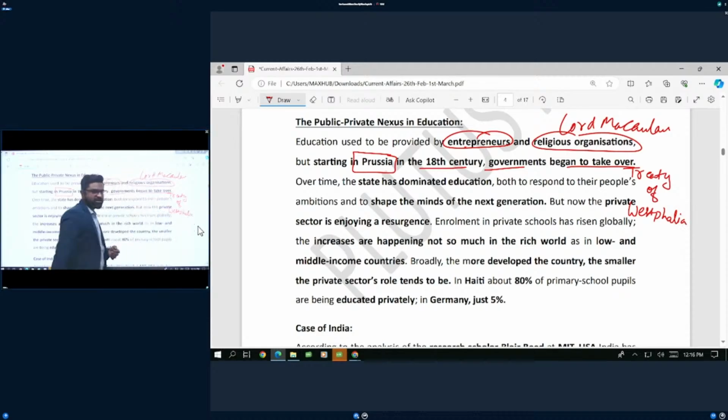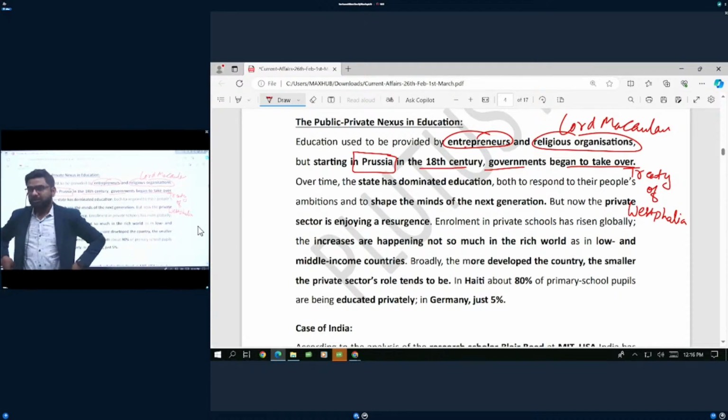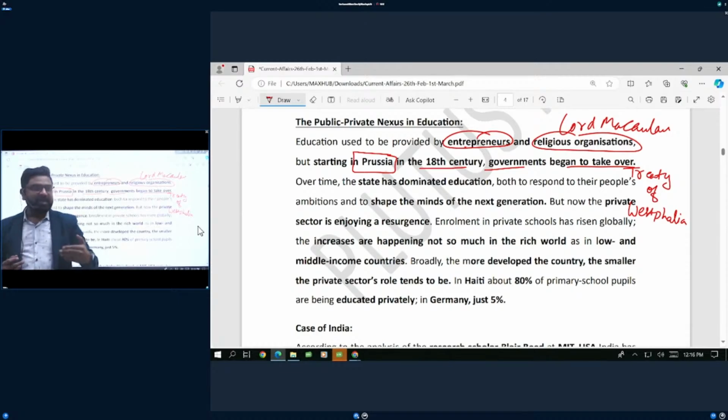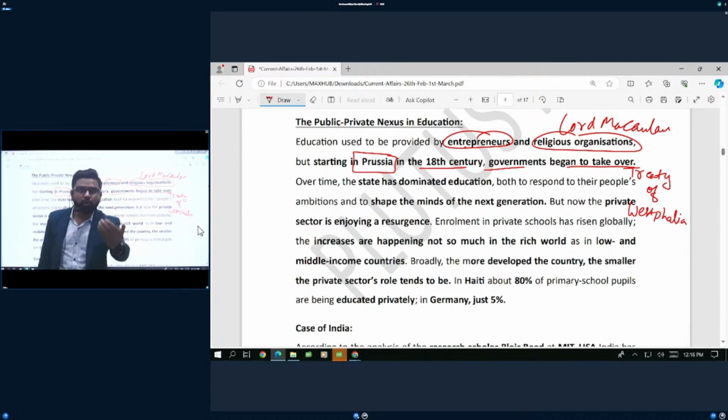As part of world history, you will also read this. Initially, religion controlled everything, particularly in Europe, the church. In the 17th century, there was a fight between church and state. State basically means the kings and queens. They said to the church, how come you dictate to me?